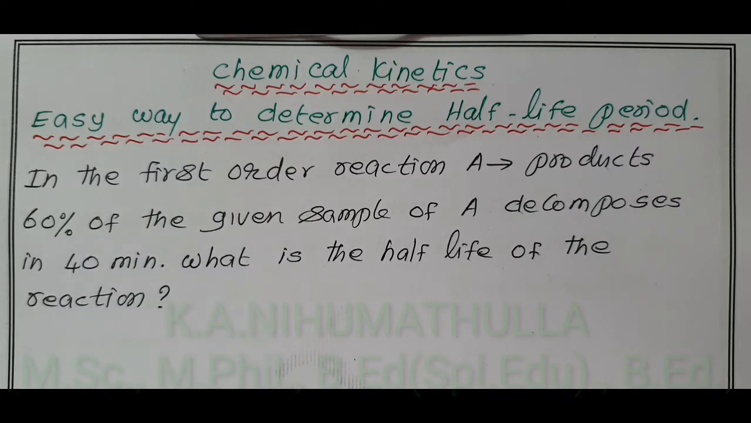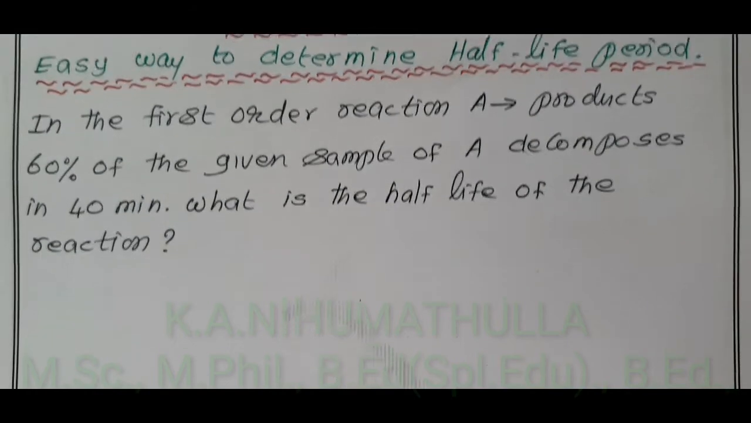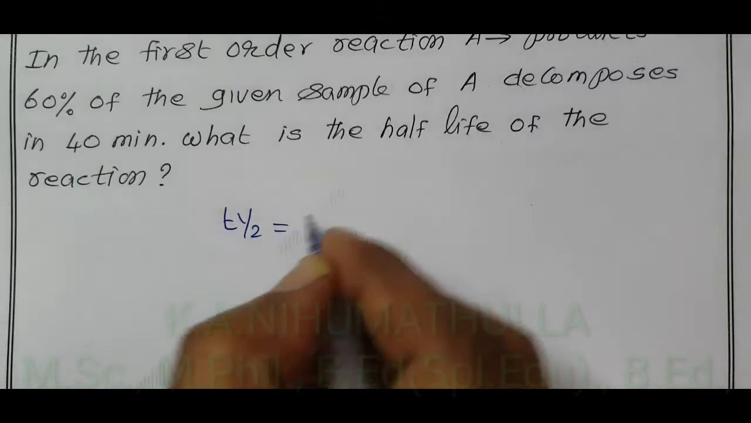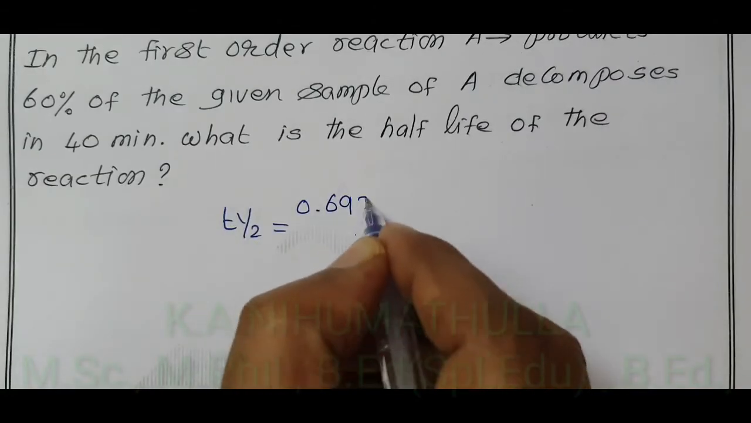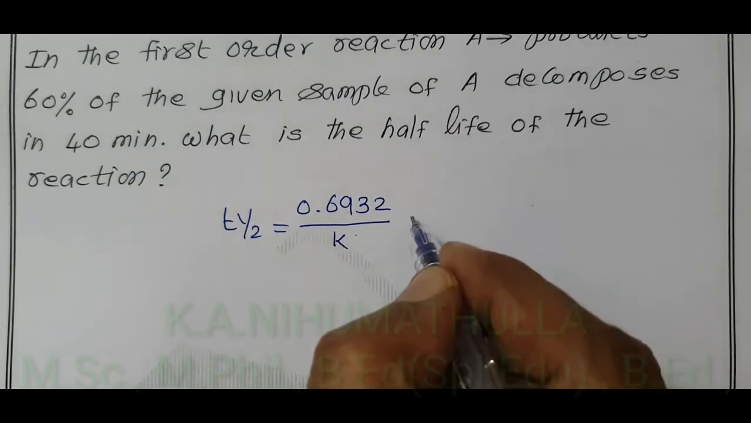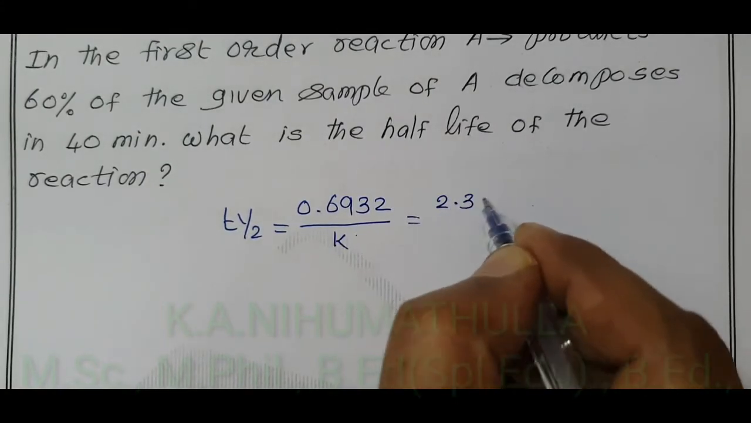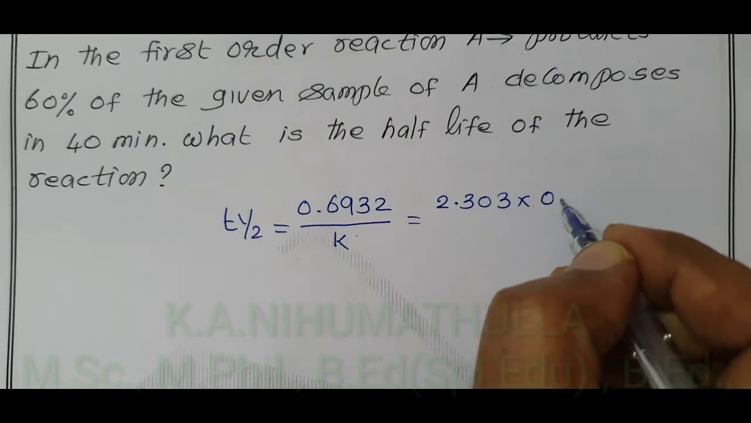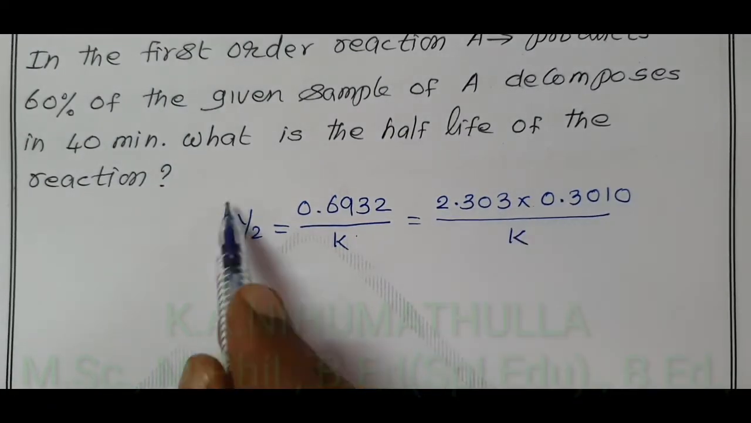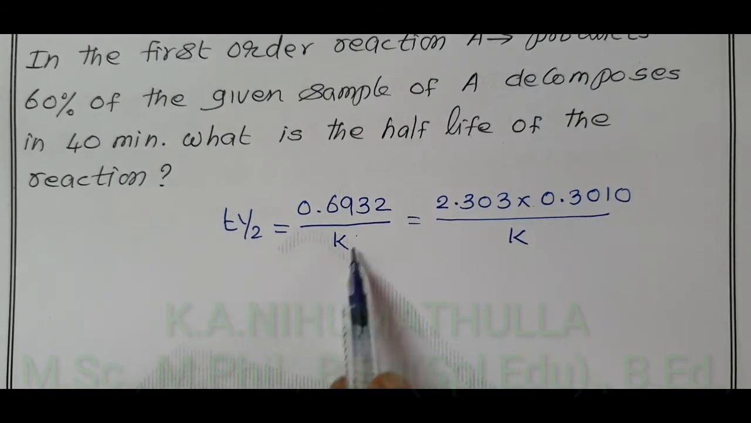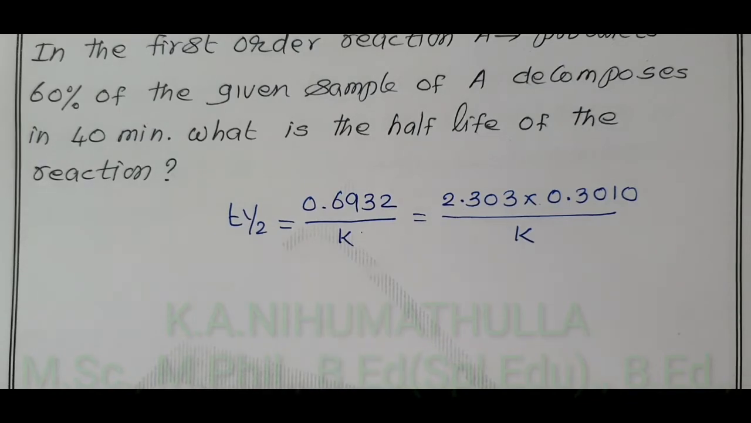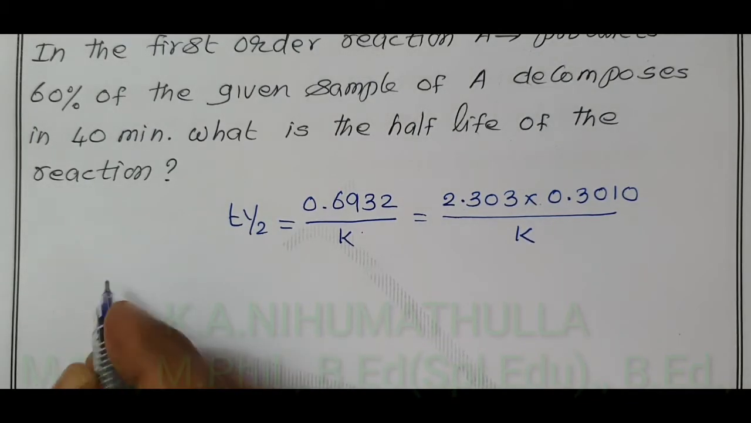We know the formula used to calculate the half-life of a first order reaction is T half equal to 0.6932 by K. We can write this as 2.303 into 0.3010 by K. To calculate T half, first we have to calculate the rate constant K. So, to calculate T half, we require the K value.